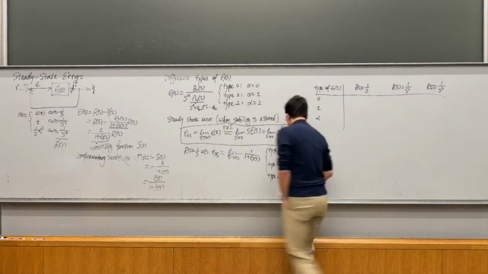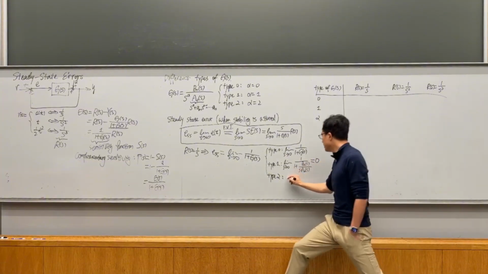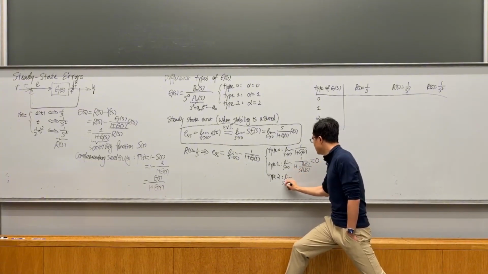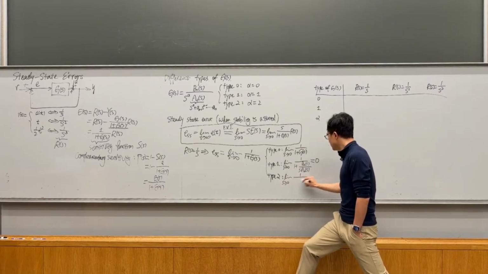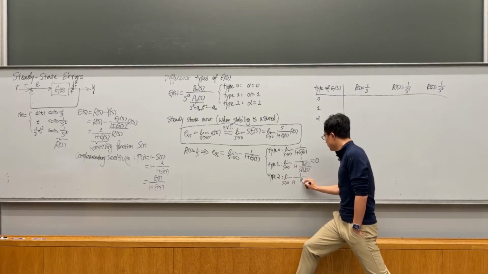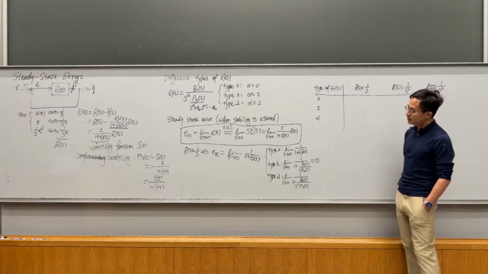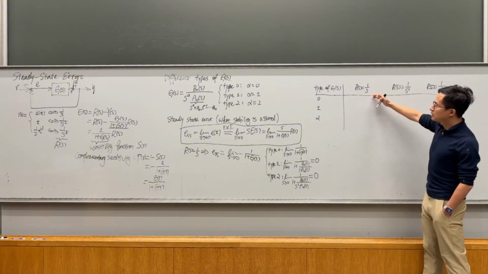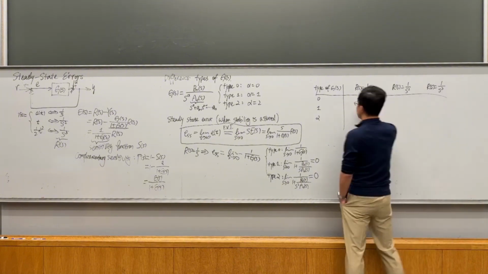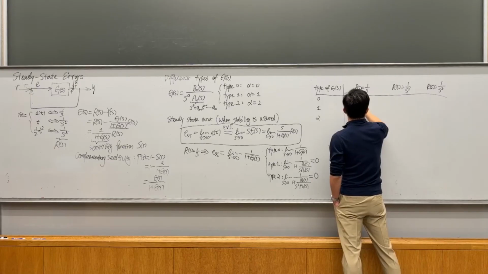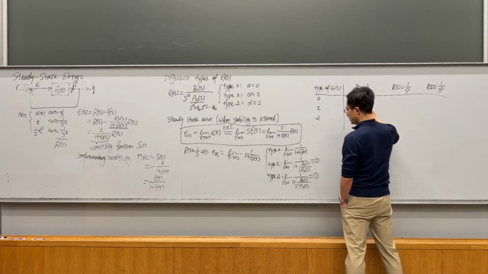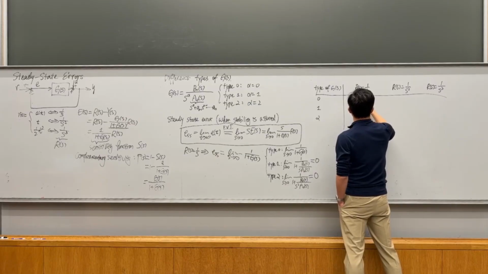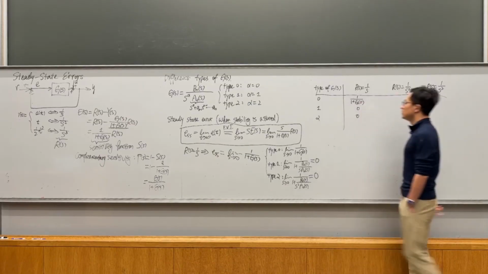So for type 2, let's do it again. The formula is going to have S squared in the denominator over here. So if S is 0 again, what's the result going to be? Also 0. So now the first column of the table is going to be 1 over 1 plus G0 for type 0, and then 0 and 0 for type 1 and 2.